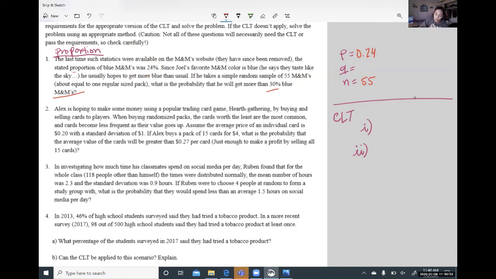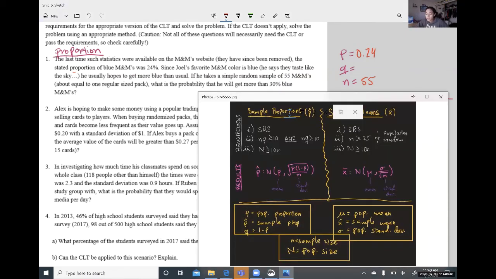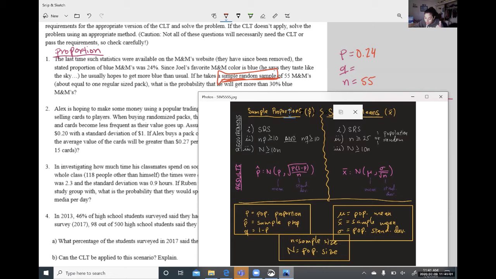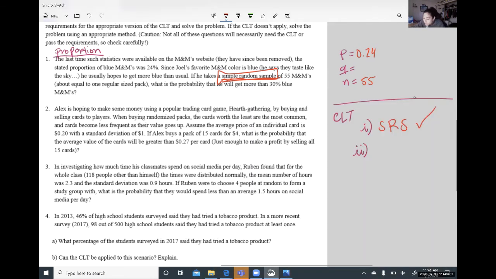Now, the requirements for the central limit theorem: number 1 is that it is a simple random sample. To be able to tell that, the problem most of the time has something that tells you that it's random. So if you just look at the problem, you want to look for something that says random. Here we go, simple random sample, right? So since they mention it, then we have a simple random sample. So that one's satisfied. The next one is that N times P is greater than or equal to 10 and N times Q is greater than or equal to 10 as well. So N in our case is 55 right there.